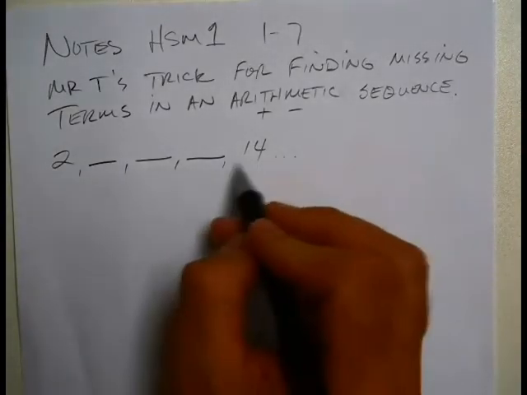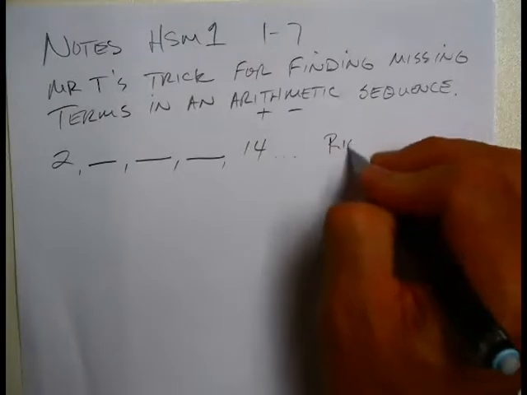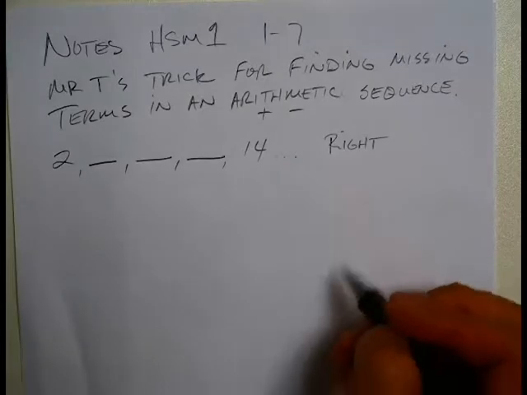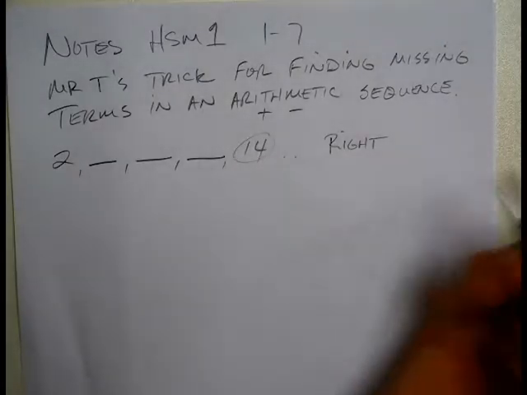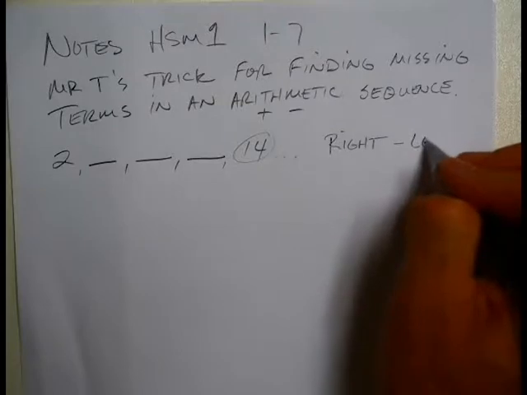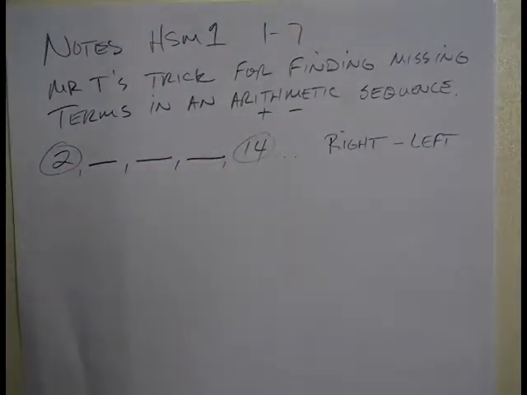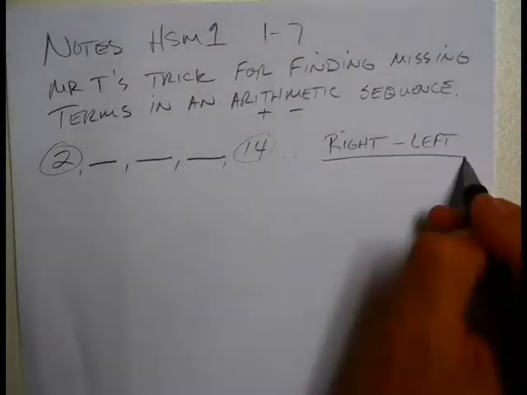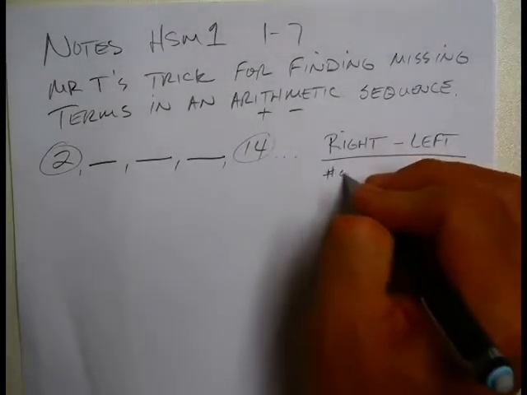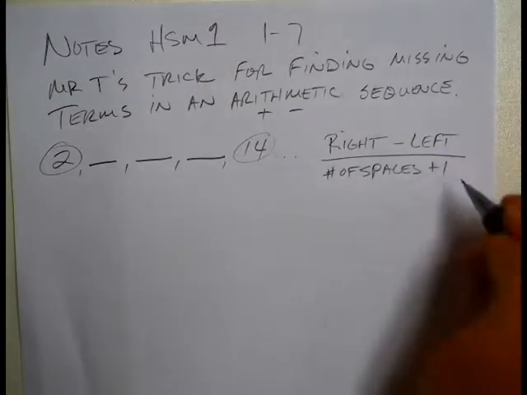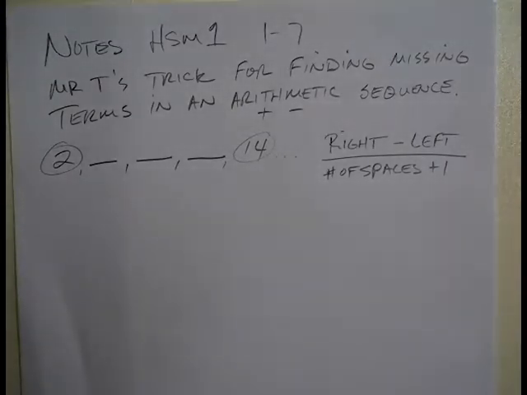There's an easier way. It works like this. Take the rightmost number of the spaces. If there's another number, you take this one because it's closest to the space, right? You take the rightmost number, you subtract the leftmost number, this guy, and you divide that by the number of spaces between them plus 1. You have to get that plus 1 in there, otherwise you'll get it all whacked out.